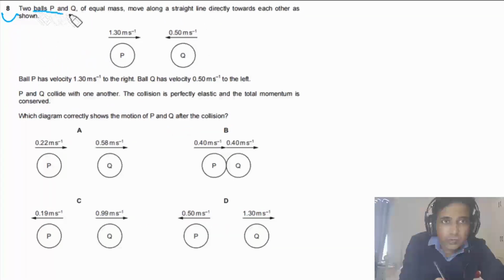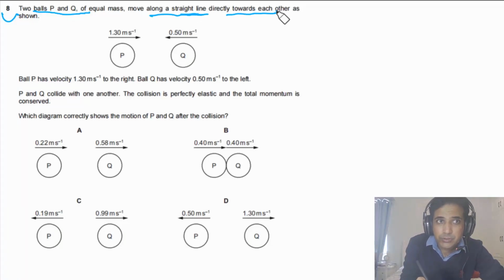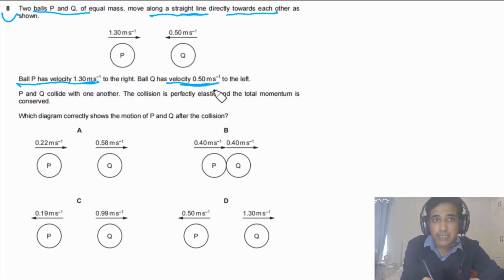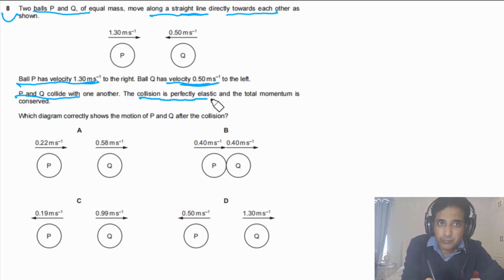Question 8 says two balls P and Q of equal mass move along a straight line directly towards each other as shown in the figure. Ball P has velocity 1.30 meters per second to the right and ball Q has velocity 0.50 meters per second to the left. P and Q collide with one another, the collision is perfectly elastic and the total momentum is conserved. Which diagram correctly shows the motion of P and Q after the collision?